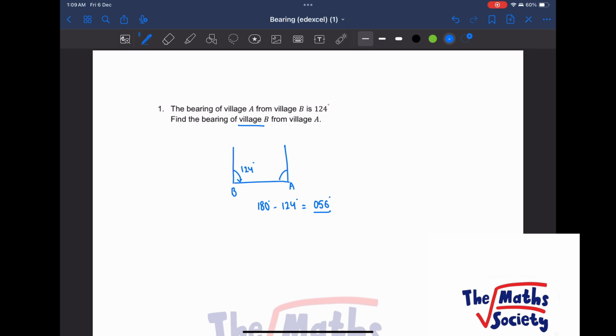And we want the bearing of village B from village A, so we want this. So we know that the total is 360 degrees, right? Minus 56, so that's where you get an answer of 304. And that should be your bearing.